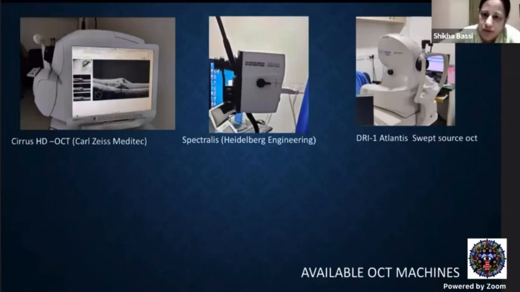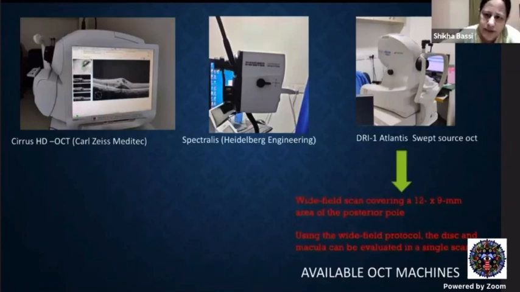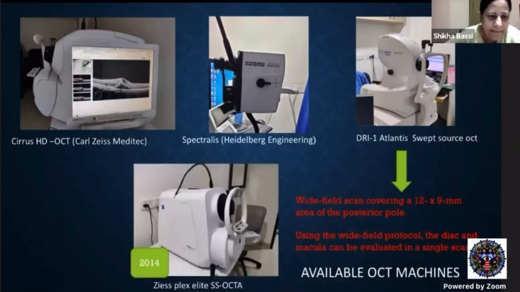I've already told you the advantages of swept source. One more advantage is that it uses a wide field protocol. You can look at the posterior pole in one go. That is, you can look at the disc and macula in a single scan.